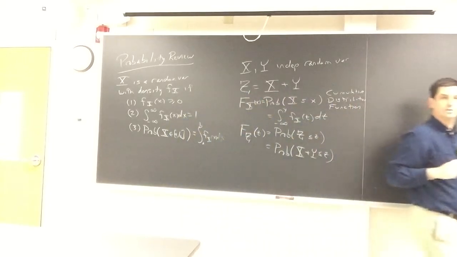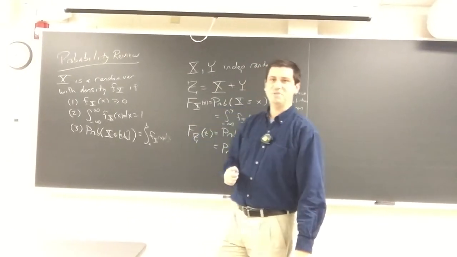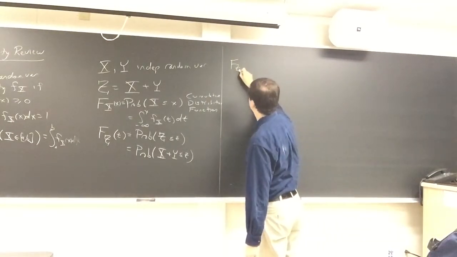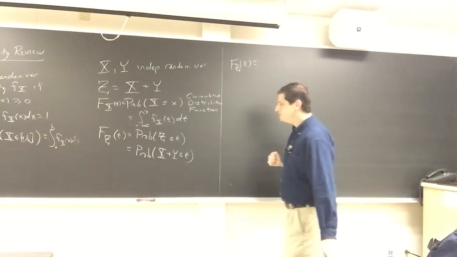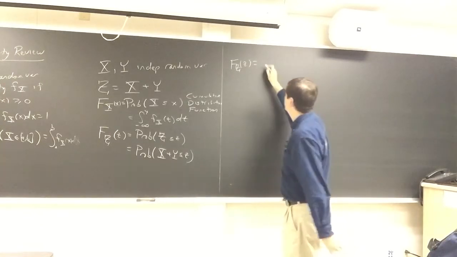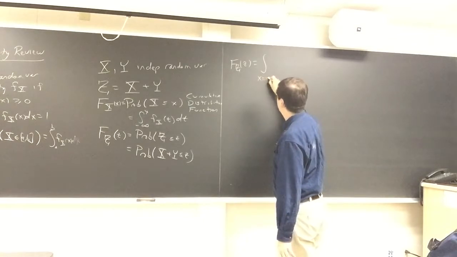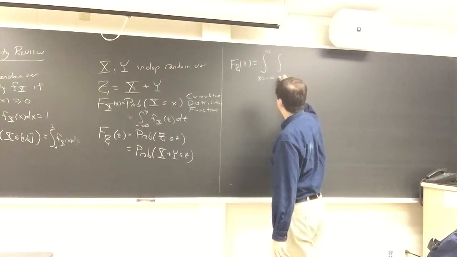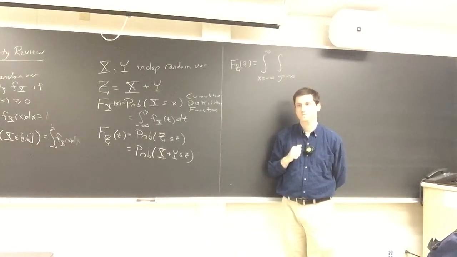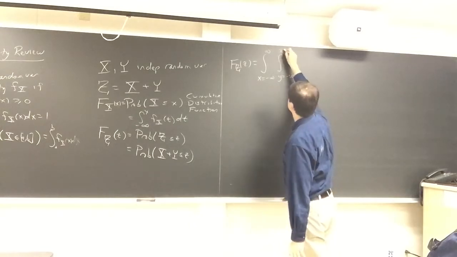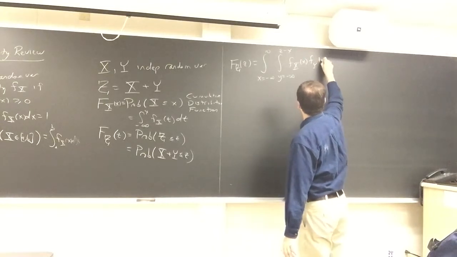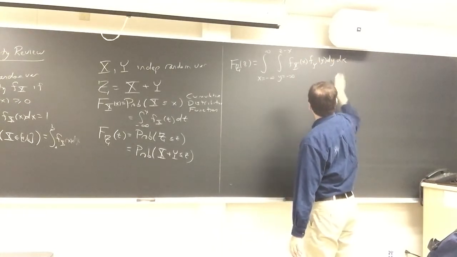And so now we can try to figure out exactly what this would be. So we get F_Z of z. Now let's think, what does it mean for the probability of X plus Y to be less than z? Well, I can take any value for X. So we're going to integrate x from minus infinity to infinity. And now, what's the largest Y can get up to? z minus x. And then I'll have the probability I chose x, the probability I chose y, dx.